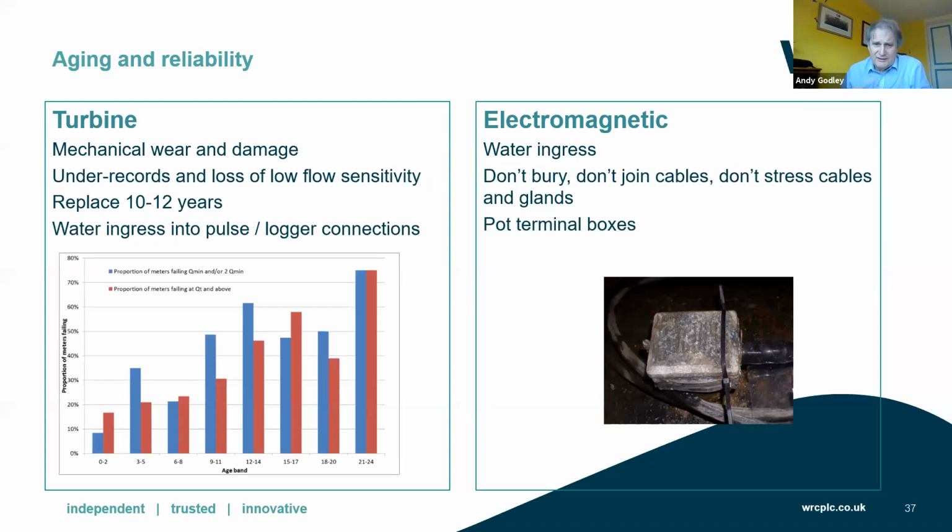So there are a few other things there. Don't join cables. Cable joints are susceptible to water ingress. Stress on cables and cable glands. So don't lower the meter into the chamber by the cable. Seems fairly obvious, but people do it. I've seen people do it. It stresses the cable gland, stresses that seal, and then over time that will lead to water ingress.